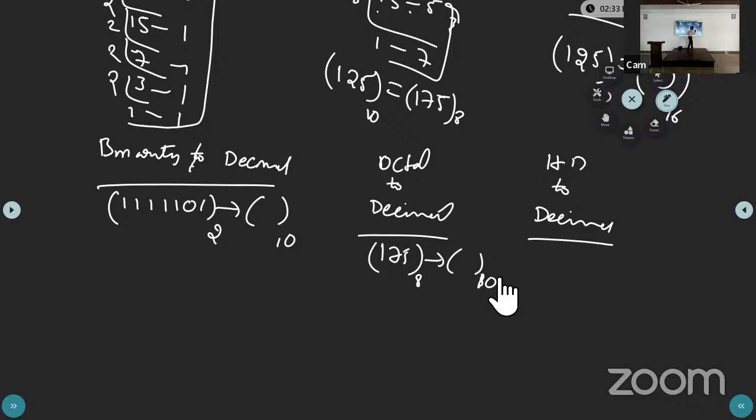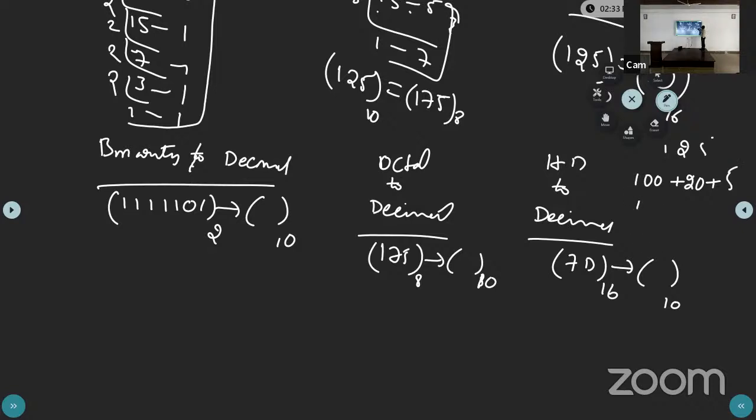And here the 7D. 7D we can convert, 16 is the base. Then you can convert this to decimal. 239 or 125 is the decimal value. 125 can be written as 100 plus 20 plus 5. This can be written as 1 into 10 square, 2 into 10 plus 5 into 10 to the power 0.